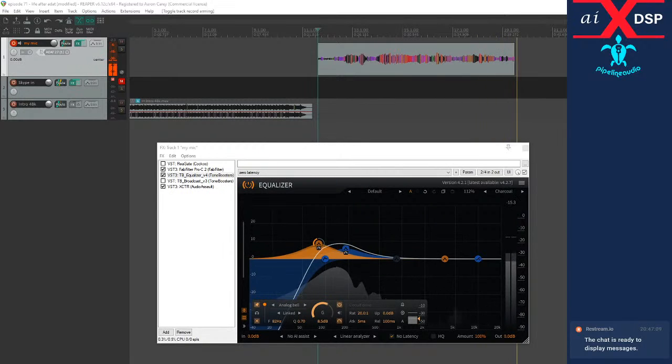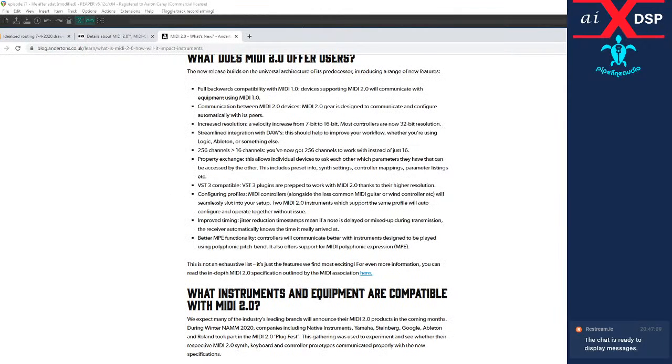So let's see what we got here. So first of all, this is something hopefully interesting to somebody. There's been a lot more talk about MIDI 2.0 finally coming.